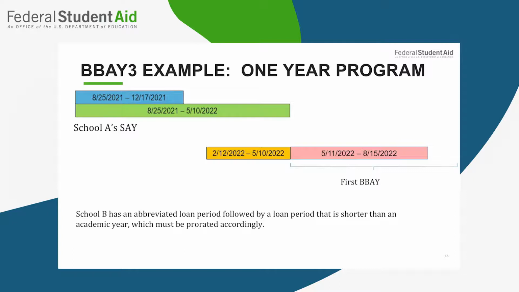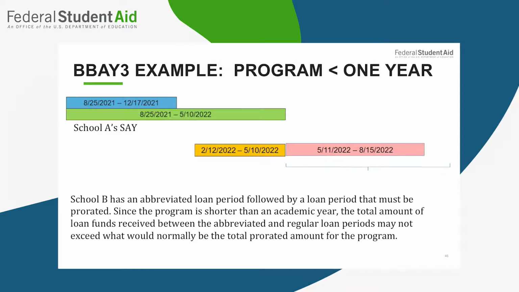That's another loan period that's shorter than an academic year, and that has to be prorated, just like we discussed in the previous example. The next slide shifts gears a little bit, and it shows a similar student that transfers to a clock hour or non-term credit hour program that is shorter than 1 year. So school B has an abbreviated loan period that's followed by a loan period that has to be prorated.